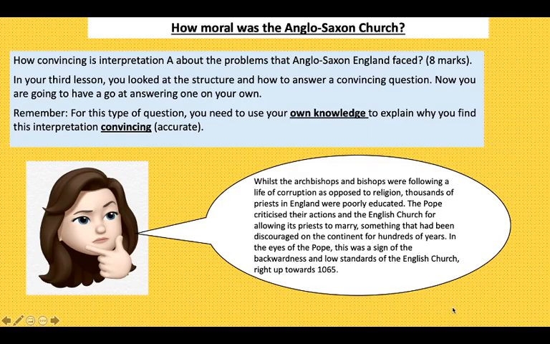Okay, here is our interpretation by a historian. Whilst the archbishops and bishops were following a life of corruption as opposed to religion, thousands of priests in England were poorly educated. The Pope criticised their actions and the English Church for allowing its priests to marry, something that had been discouraged on the continent for hundreds of years. In the eyes of the Pope, this was a sign of backwardness and low standards of the English Church, right up towards 1065.